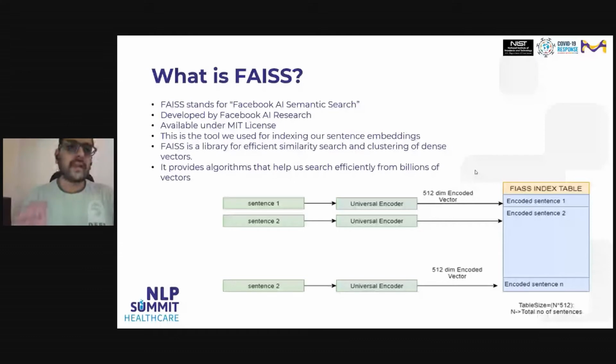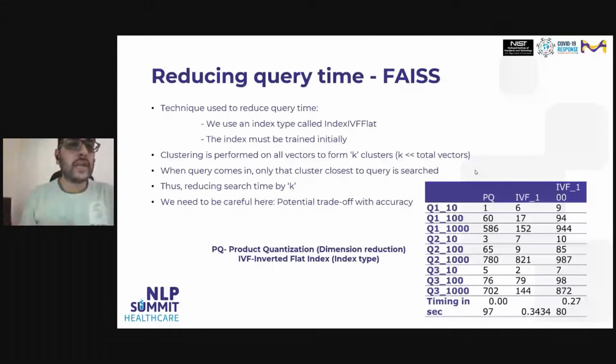When we search across billions of vectors, we have to look at the query time, because if the natural language question the user is asking takes 10 seconds, 50 seconds, or 100 seconds, it's a waste; the user doesn't have the patience to wait that long, given the compute we have these days. So we also tried to reduce the query time so that results are returned in near real time. We experimented with 3 different techniques: product quantization, inverted flat index, which is one of the index types, and IVF 100.